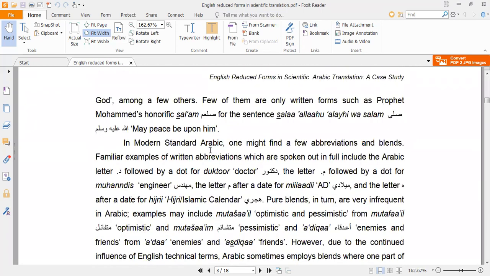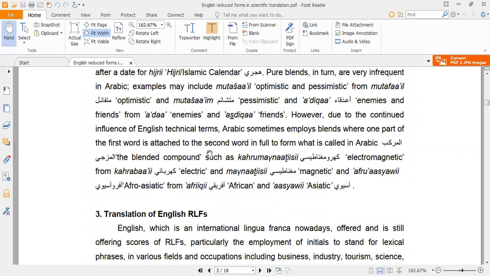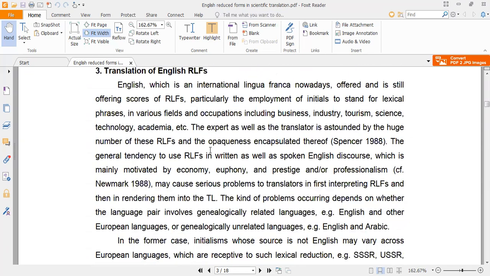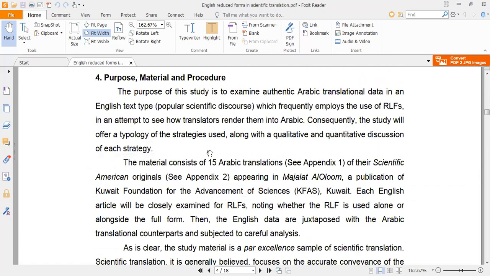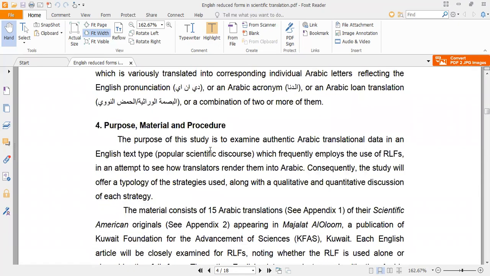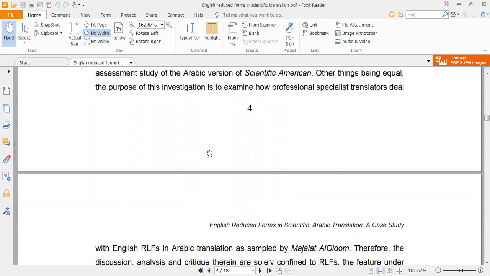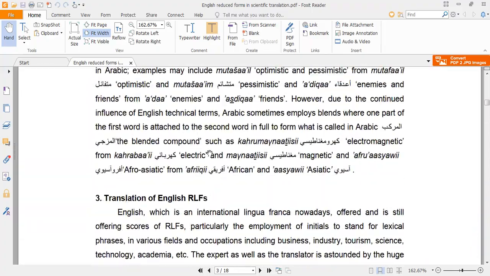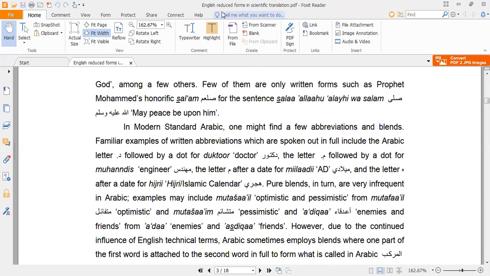Actually this is the end of this lecture. In the next lecture we are going to talk about the translation, or the strategies used in rendering these acronyms or abbreviated forms between English and Arabic. That's the end of this lecture. Thank you very much.